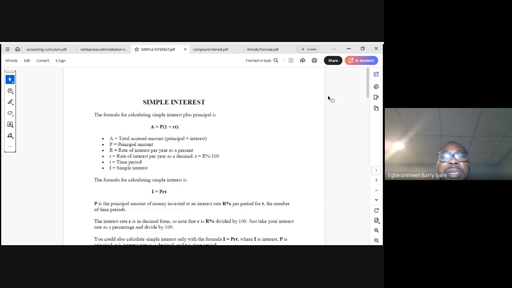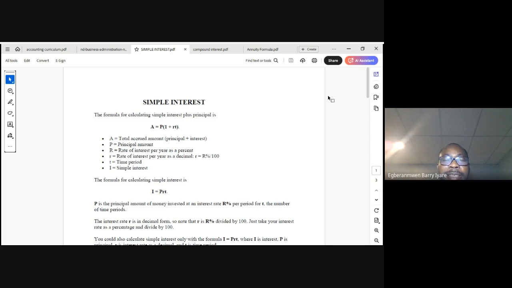The formula for calculating simple interest alone is I equal to PRT. P is as defined earlier, the principal amount you want to invest. R is the rate. Then T is the time. Is that per year?